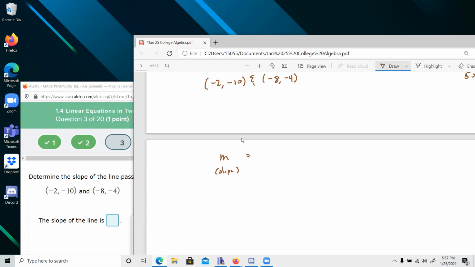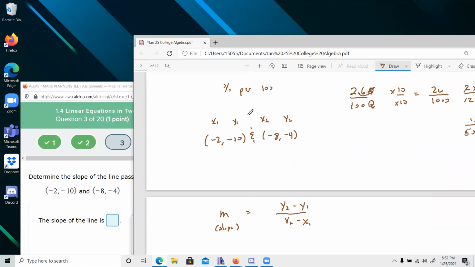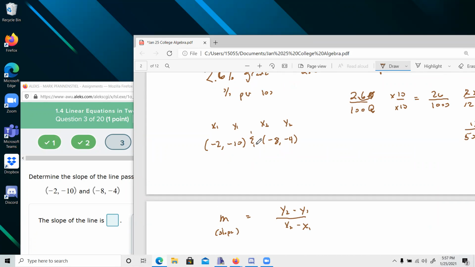Okay, that's equal to y2 minus y1 over x2 minus x1. Okay, so it's up to you. It doesn't matter which one you call 2 and which one you call 1. Okay, we could have swapped this and it would be just fine. We would get exactly the same answer.